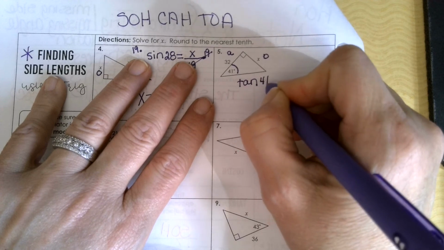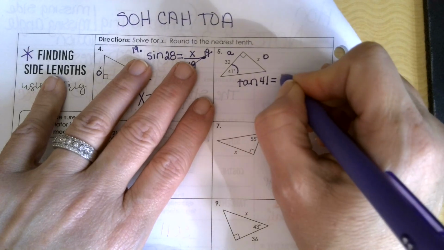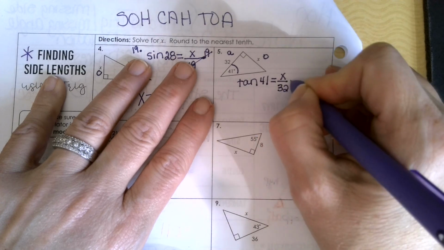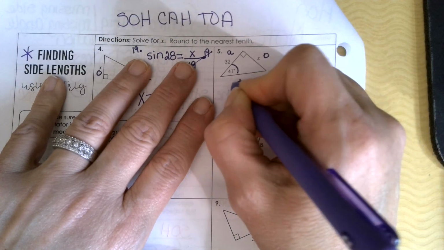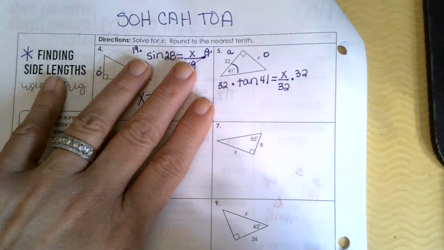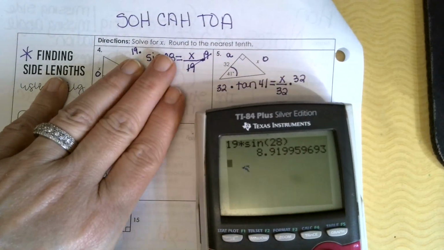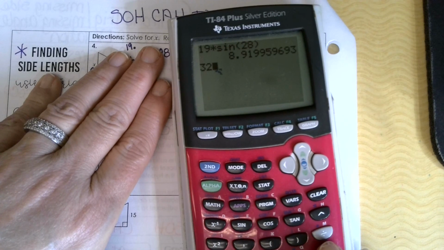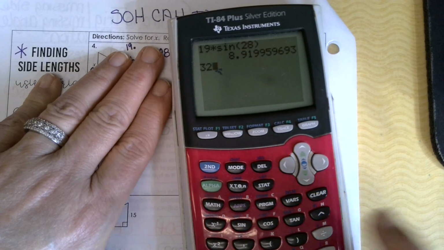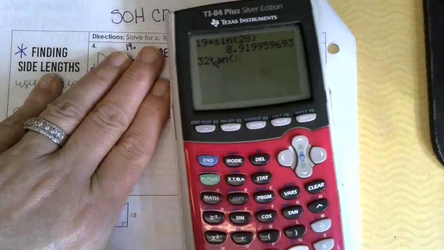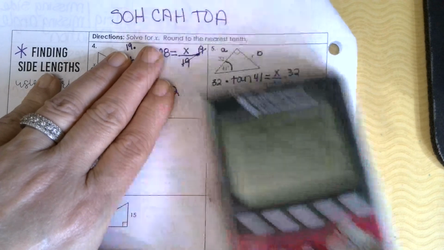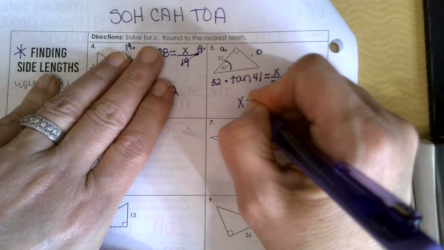Angle follows the trig word, and it is opposite over adjacent. I'm going to multiply by 32. And I'm going to put that in my calculator, 32 tangent 41. You don't actually have to hit multiply. It automatically multiplies. Tangent, let's say 41. Okay, so it looks like that. And we get 27.82.